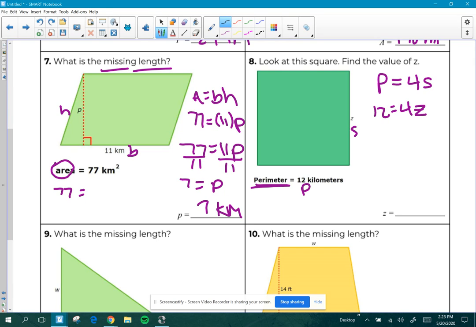So I'm going to do 4 times z. In order to get z by itself, I have to divide both sides by 4. And then I'm left with z equals 3. So it would be 3 kilometers.